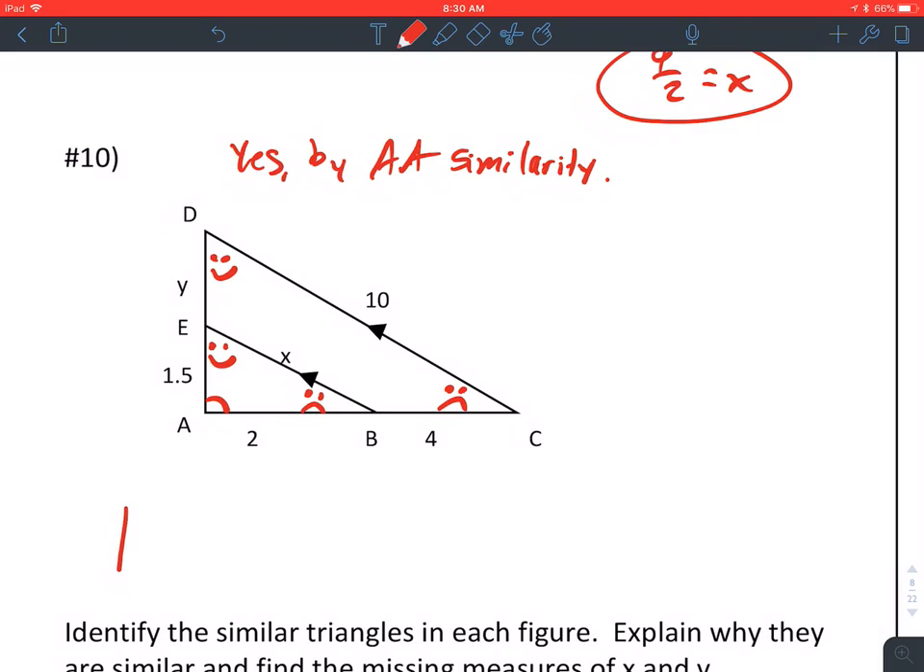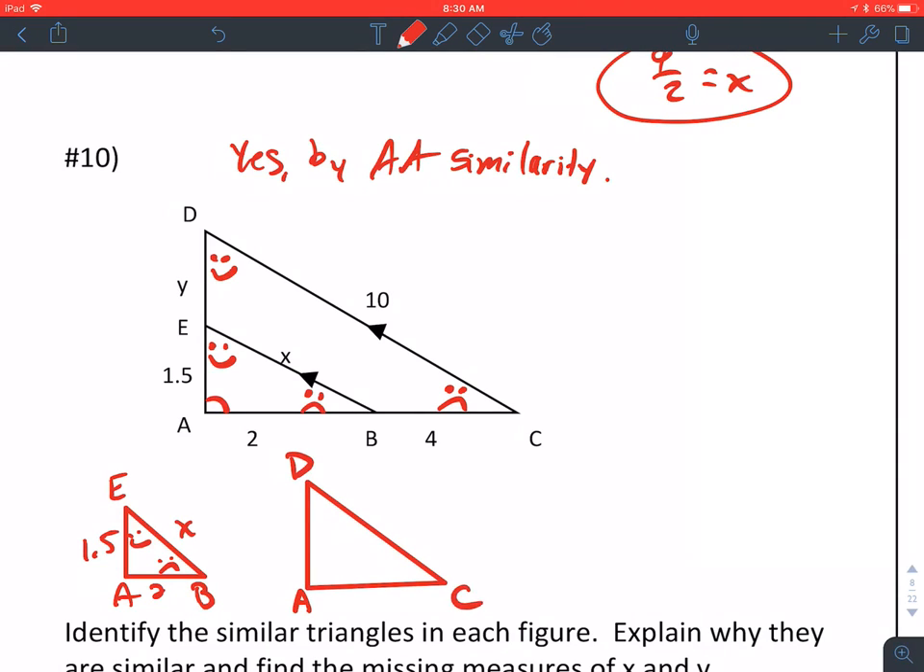I'm going to redraw this little triangle, ABE with 1.5, 2, and x. I'm going to redraw the big triangle with A, D, C, sad face, smiley face, one arc. So this side here is going to be y plus 1.5. This side's 10. This down here is 6 because 2 plus 4 is 6.